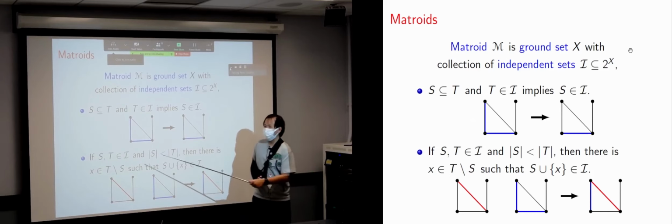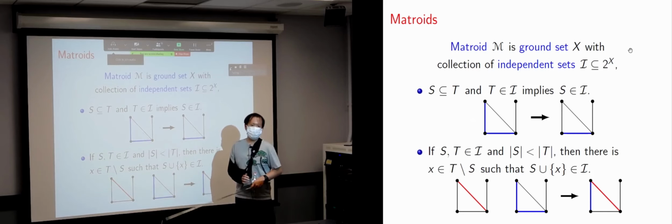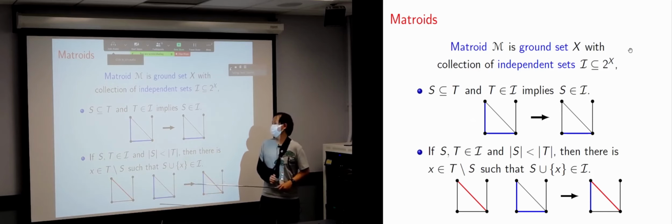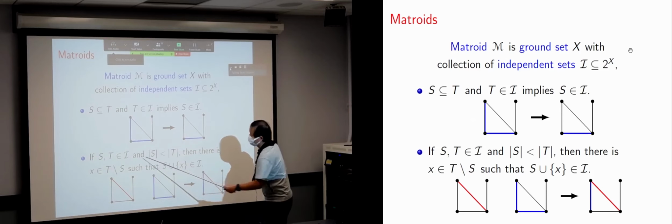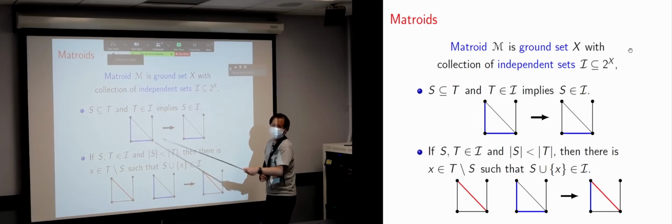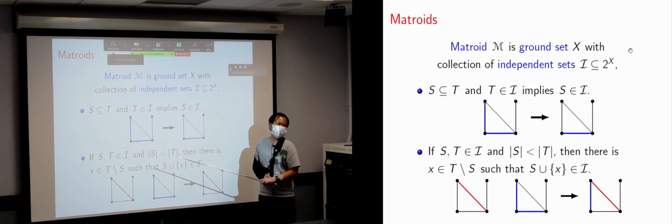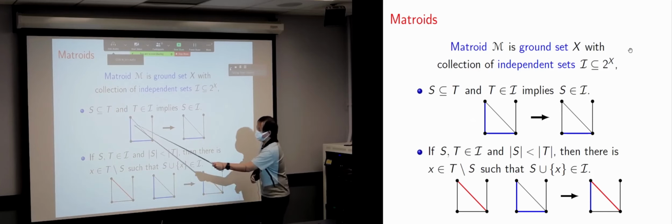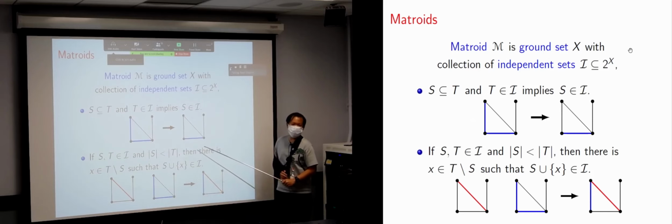The first one is called the hereditary property. That means that a subset of an independent set is again independent. For example, let's say that these two blue edges form an independent set. Hereditary means that if I delete any one of the edges, let's say I delete this one, the resulting set is again independent.